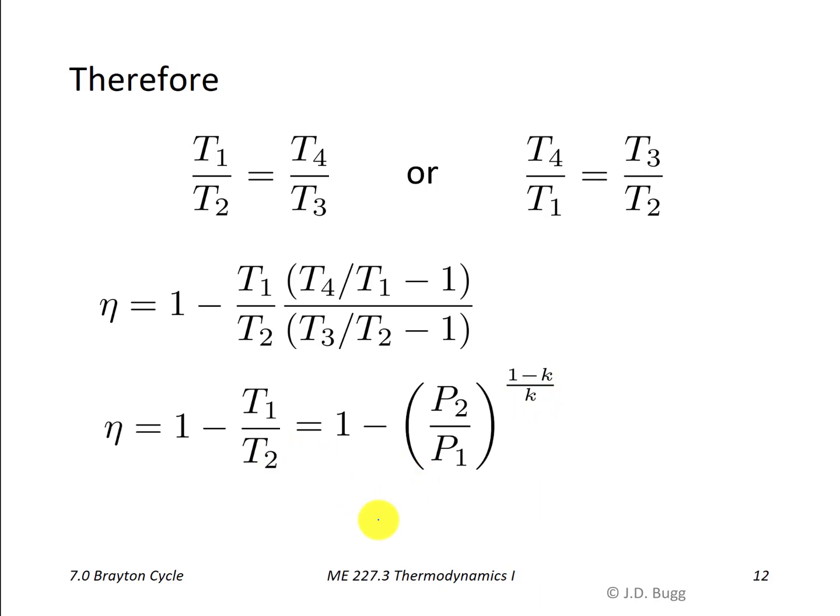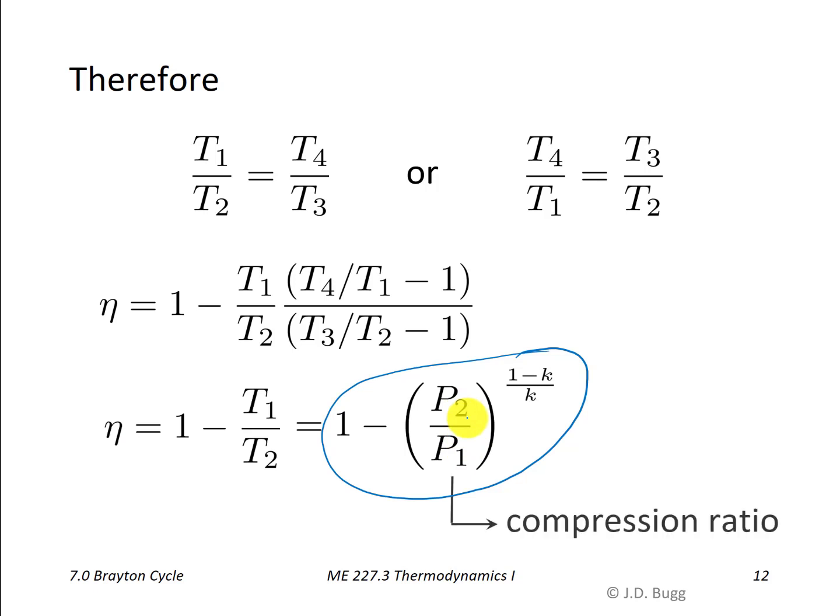So this shows us the most important expression for efficiency for a Brayton cycle. Essentially, the efficiency of the Brayton cycle is dependent on the pressure ratio across the compressor, and this is called the compression ratio. So the most important parameter determining the efficiency of a gas turbine is its compression ratio, the ratio between the pressure in the combustion chamber and the pressure entering the compressor, which is typically atmospheric pressure.